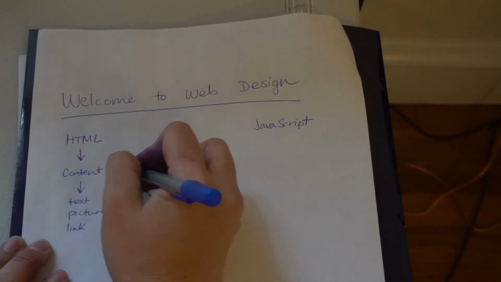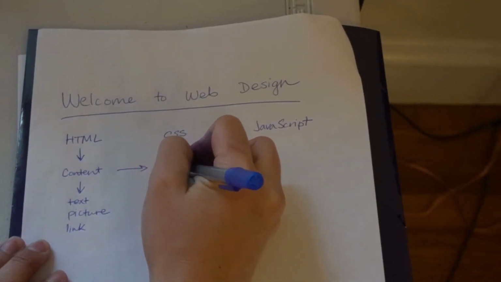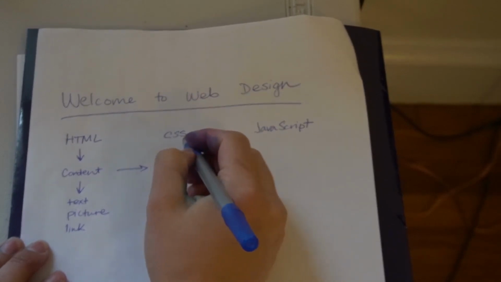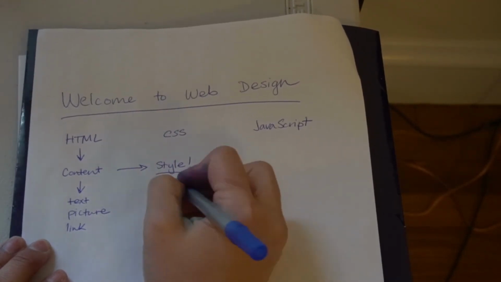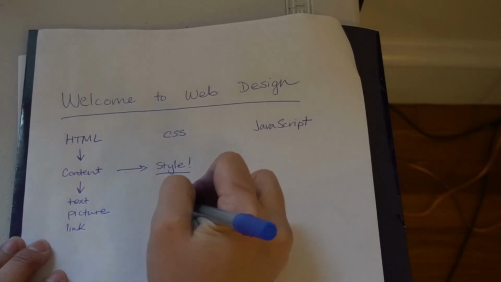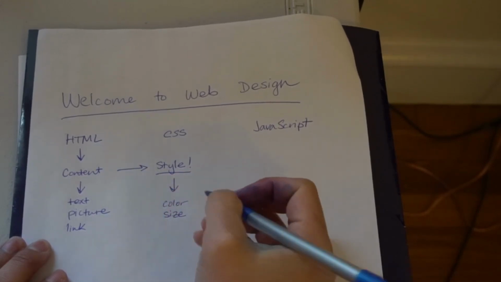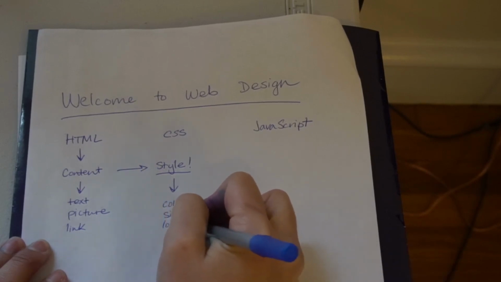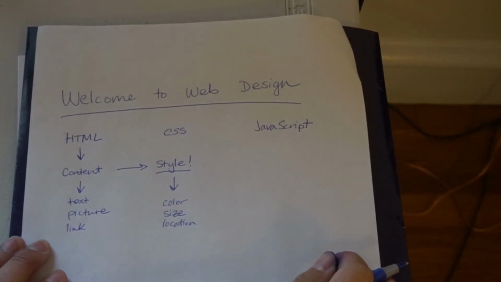So CSS is style. And that's actually what the second S in CSS stands for. It is Cascading Style Sheets is the official name. And so things that it can add are things like color, it can change the size of things, it can move things around. But CSS makes web pages look nice.